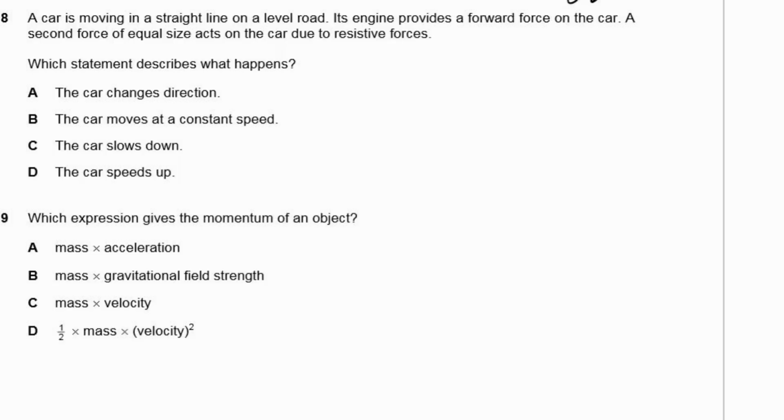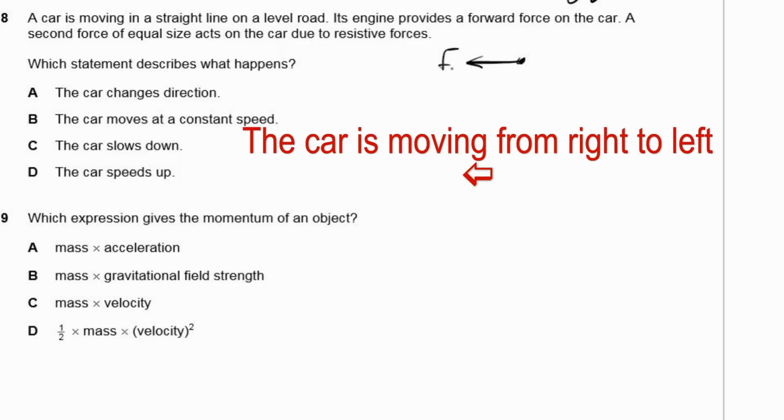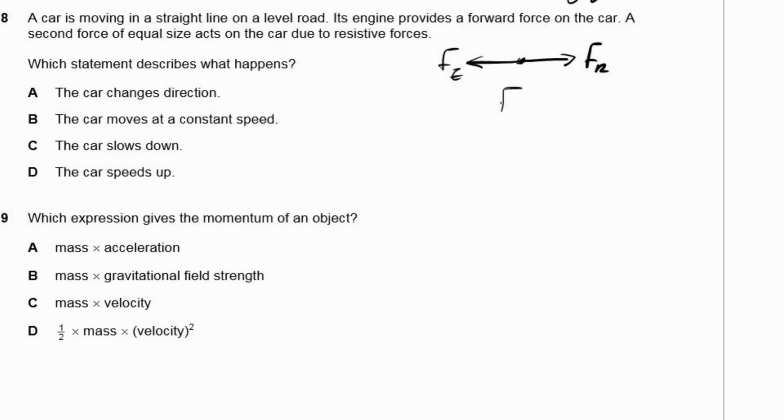A car is moving in a straight line on a level road. Its engine provides a forward force on the car. A second force of equal size acts on the car due to its resistive forces. So we get a force forward from the engine and a force due to resistance. There we go, and they're equal. What happens? Well, the resultant force in this case is equal to the force from the engine minus the force from the resistance, which is nothing. And of course, that equals ma, which is nothing. So there is no acceleration. No acceleration means the car moves forward at a constant speed.